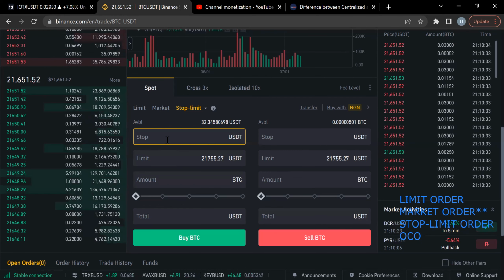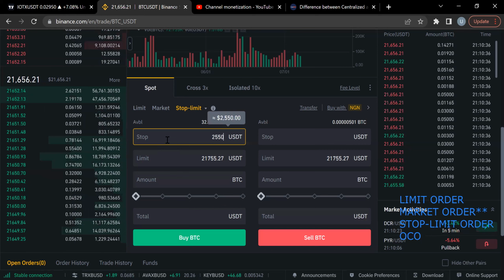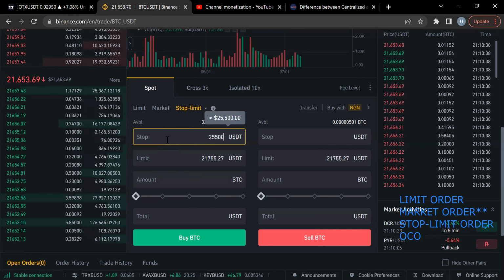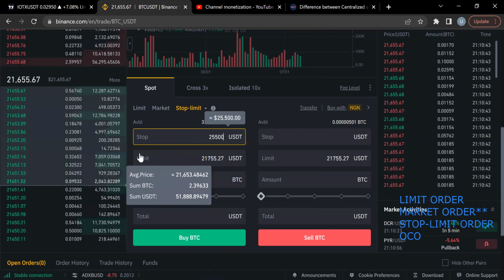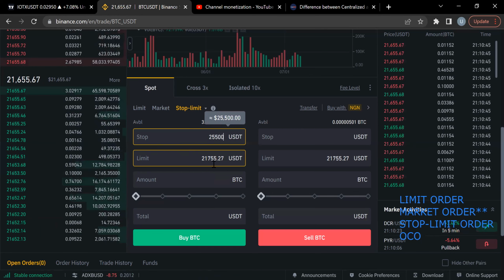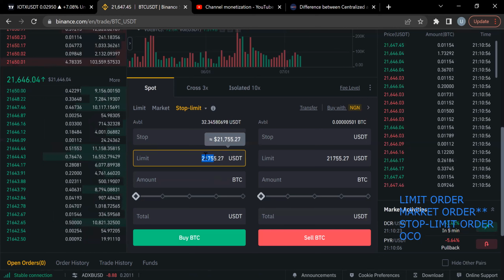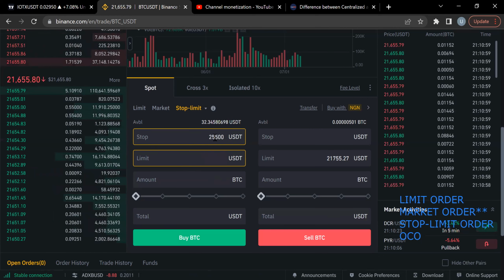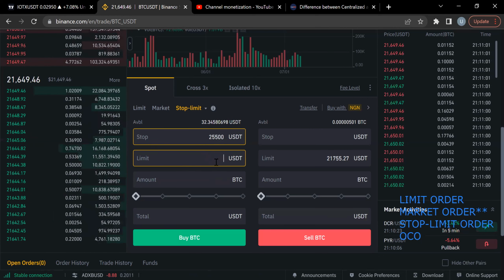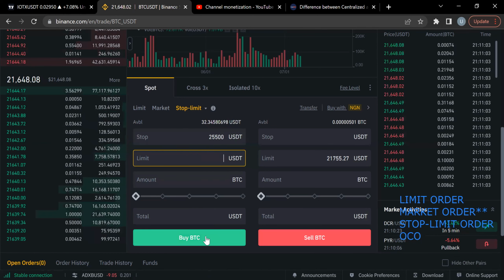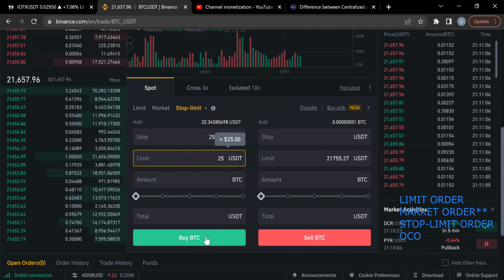If you put 25,500 at this point, right? So this means that when price moves up to 25,500, it will now place a normal limit order for you. If price should go above 25,500, it will now place a normal limit. So this limit now has to be anything below or equal to this 25,500, or else you'll not be able to place it. Let's say you want to now put 25,500.